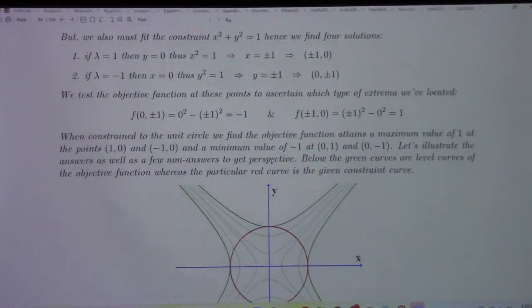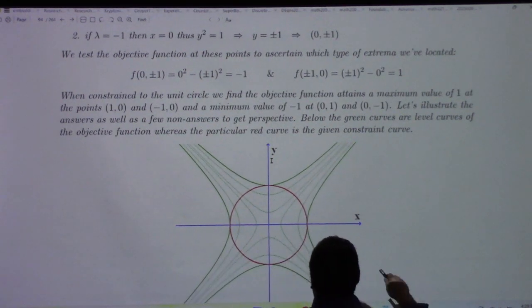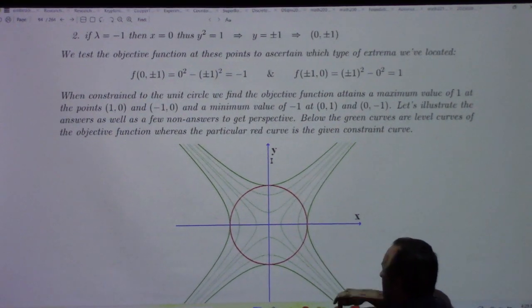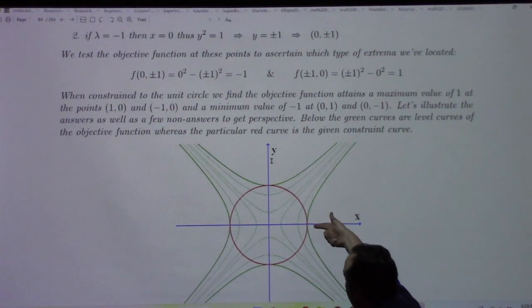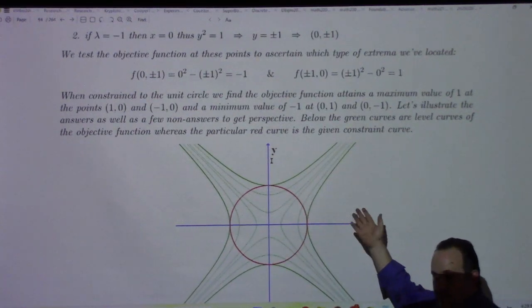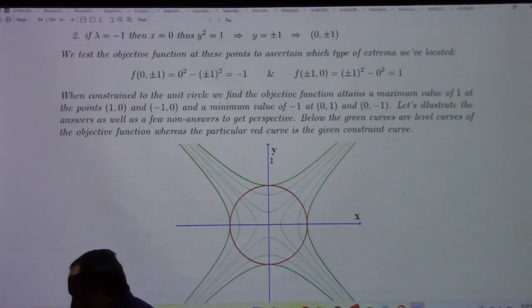So here's what happened. This is a picture. This is the constraint curve. Here are some level curves of the objective function. And as you can see, the places where we maximize are exactly where the gradients of the constraint curve and the level functions align. And solving the Lagrange multiplier equations finds those points for us.